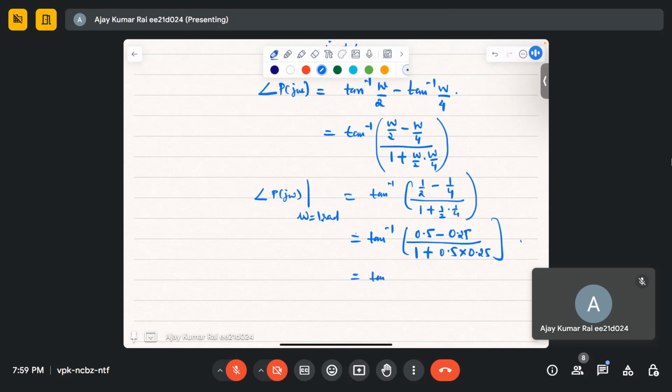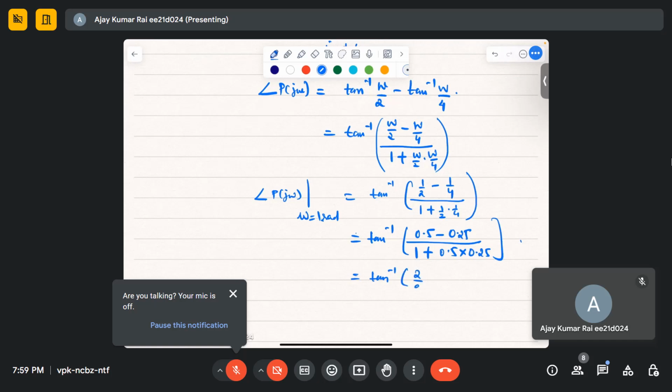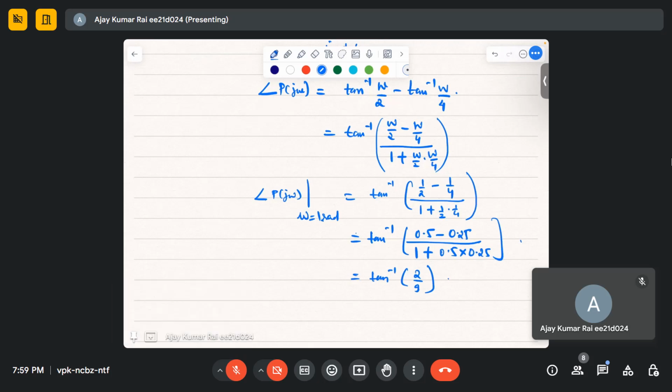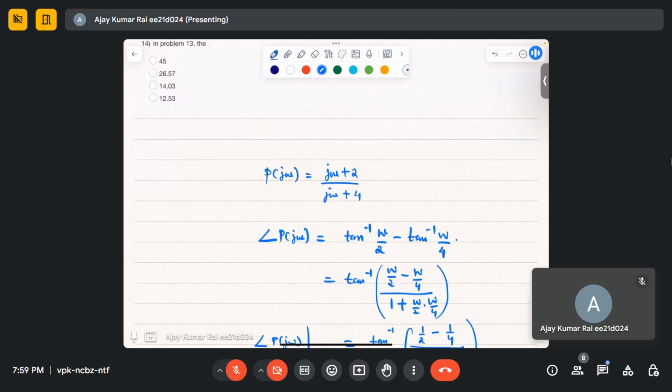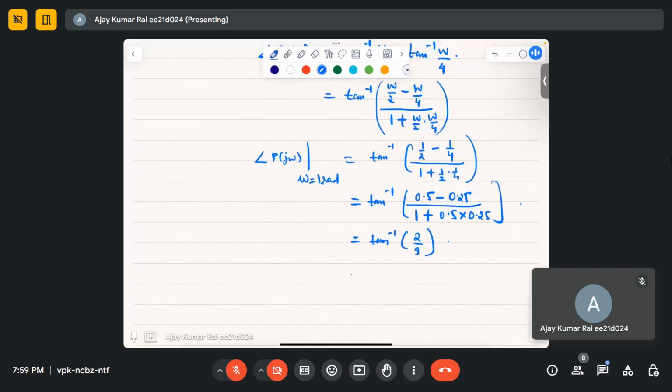So we'll be taking tan inverse of 2 by 9. 12.52 I'm getting. So let me write it as 12.528. Okay, so 12.53 degree. So this is at omega equal to 1 radian per second. This is 1 second.